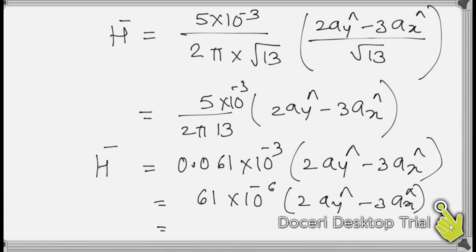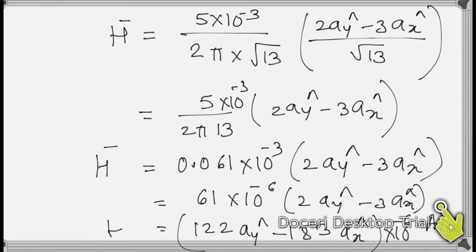can take this multiply this 2 6 12 ay cap minus 3 183 ax cap whole into 10 raised to minus 6 ampere per meter. This is the unit of h bar. So in this way we have to solve the example based on h bar. This is one part of that example.